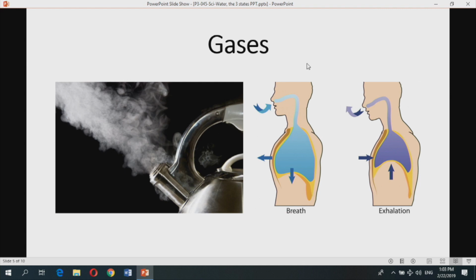What's one of the main uses of gases in our lives? Breathing. We need oxygen, carbon dioxide. These are the main things we need to live. If we had no gases, we wouldn't survive because we need to breathe. Oxygen, carbon dioxide, and steam.